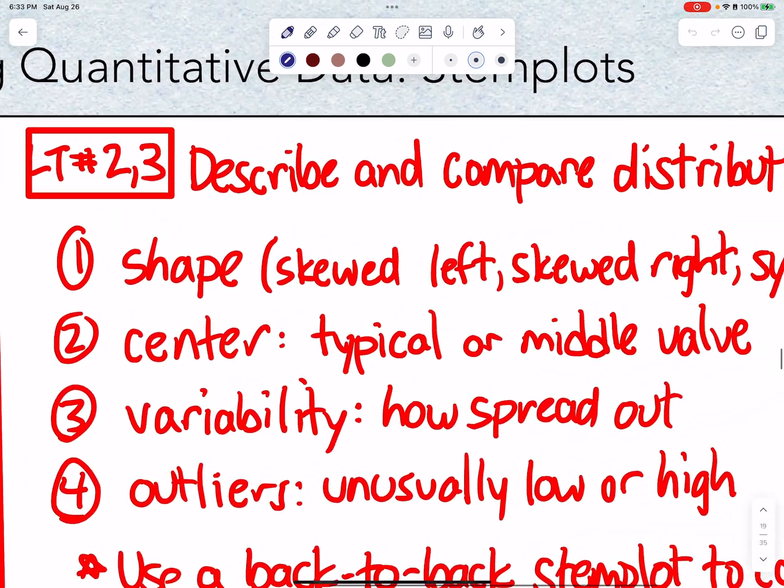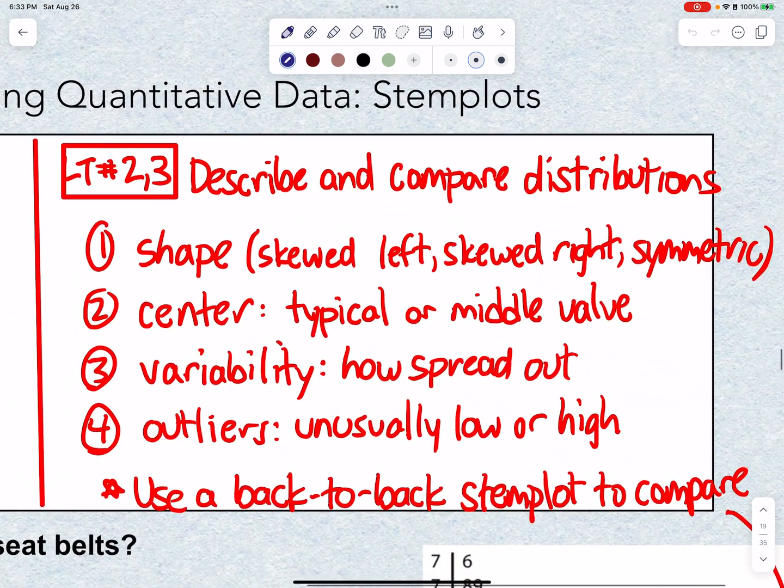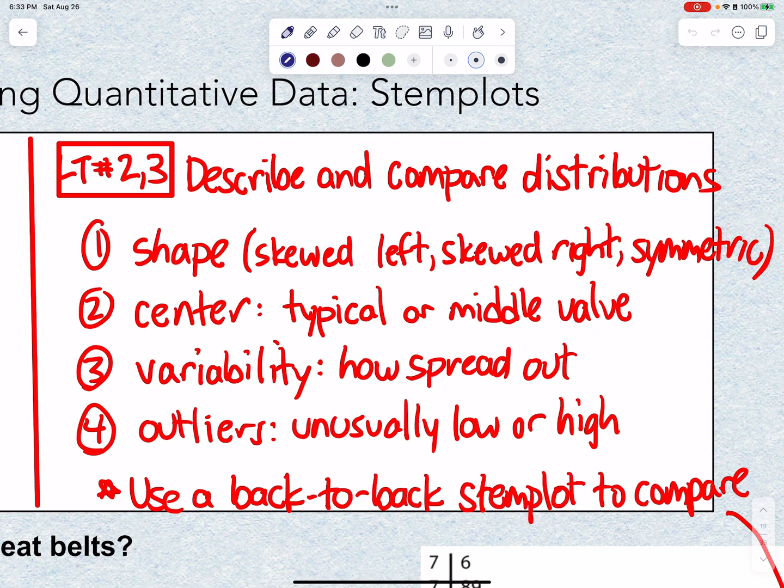If I'm describing and comparing data, remember we're using our acronym CUSS. C is the center, which is our number 2. U is our unusual features, which is outliers and gaps, which is number 4. The first S is the shape, which is number 1. It shows skewed left, skewed right, or symmetric. And the other S is the spread, or variability, how spread out my data is.